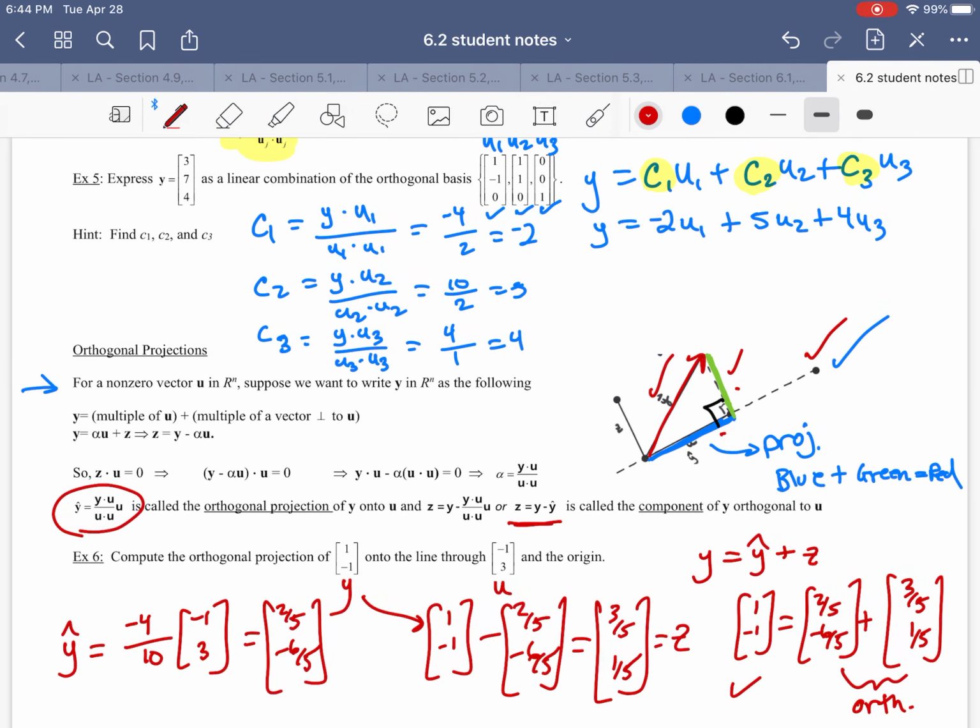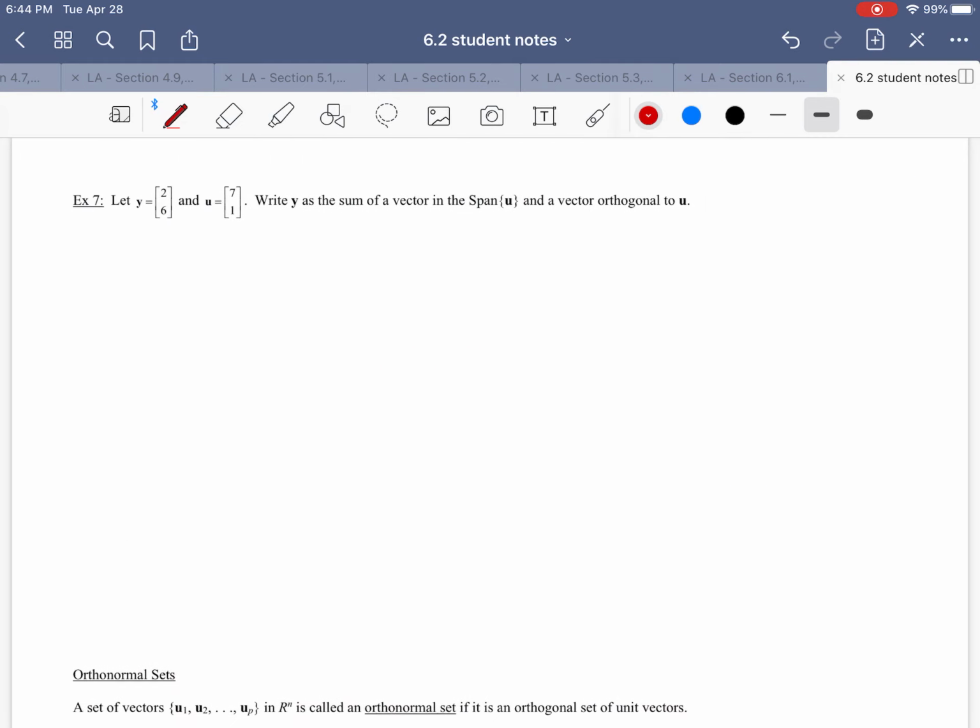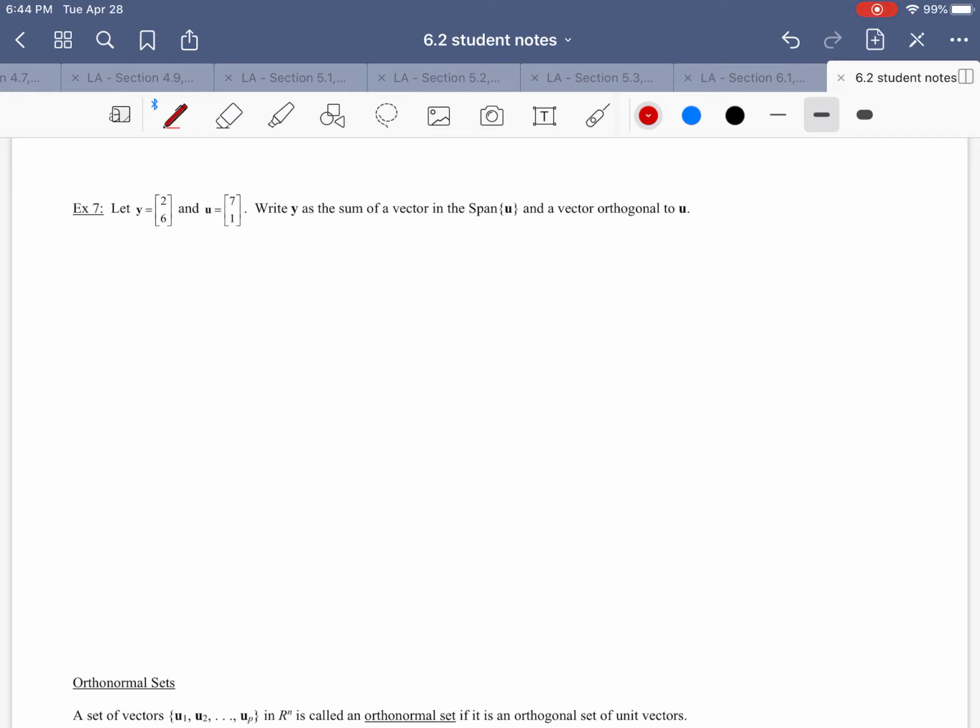Okay, all right, so I think we probably did a little bit too much for what it asked for, but just so you understand the whole picture. All right, so for this example here, y is the sum of a vector and a vector orthogonal to u. So basically what I finished up doing on the last example, I kind of went too far, but that's what we're going to be doing here. So let's just do this all one more time.